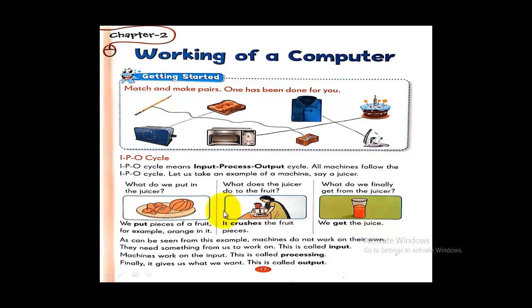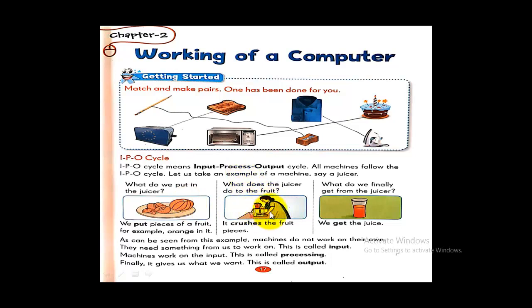Okay, like this, what do we put? This is the input. In the juicer, what do we put? We put pieces of orange. That is the input here. Now it is processed in the juicer.